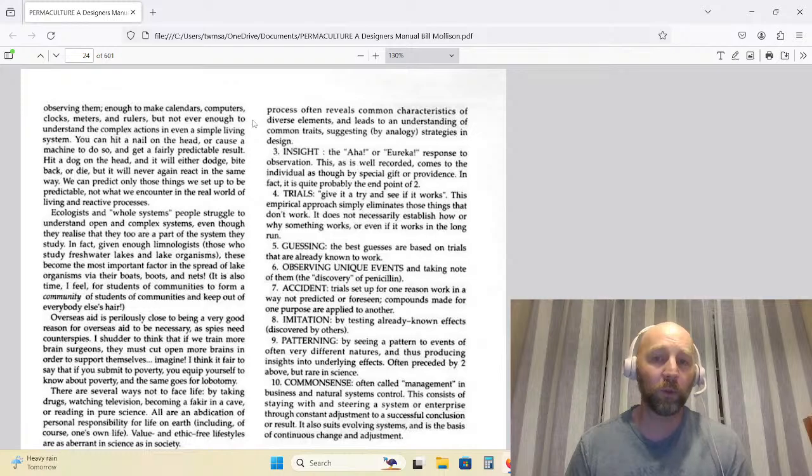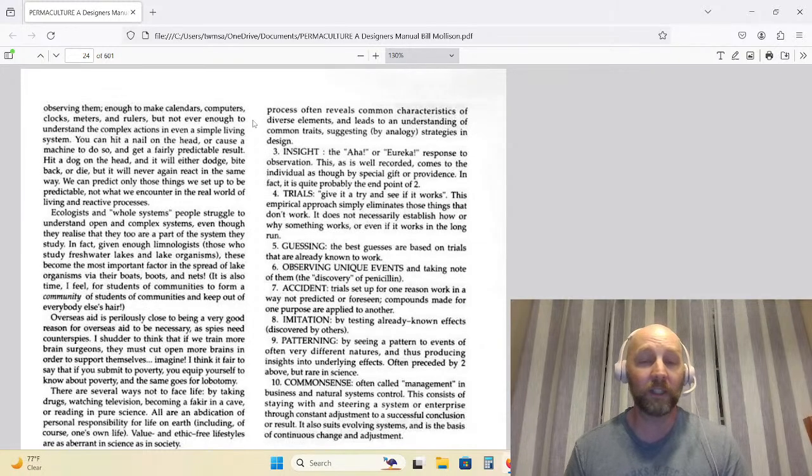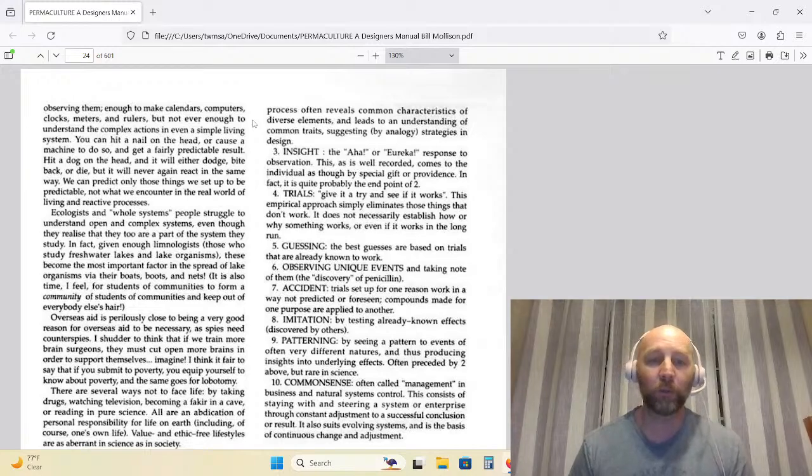This, as is well recorded, comes to the individual as though by special gift or providence. In fact, it is quite probably the end point of number 2. Number 4, trials. Give it a try and see if it works. This empirical approach simply eliminates those things that don't work. It does not necessarily establish how or why something works, or even if it works in the long run. Number 5, guessing. The best guesses are based on trials that are already known to work.